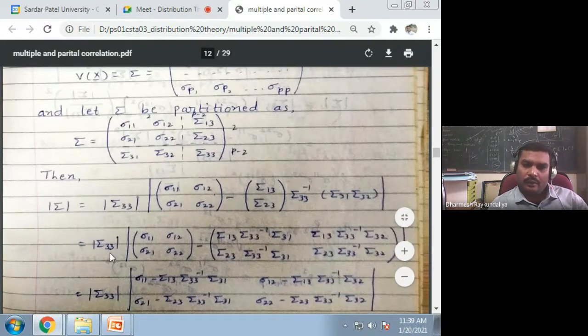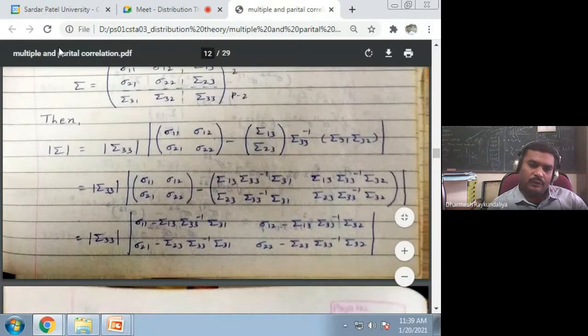Okay. Now you can write this as a multiplication: sigma 1 3, sigma 3 3 inverse, sigma 3 1; sigma 1 3, sigma 3 3 inverse, sigma 3 2; sigma 2 3, sigma 3 3 inverse, sigma 3 1; and sigma 2 3, sigma 3 3 inverse, sigma 3 2 here. So it is 2 cross 1, this is 1 cross 2. So what happened? The result is a 2 cross 2. That is how it is 2 cross 2 here.